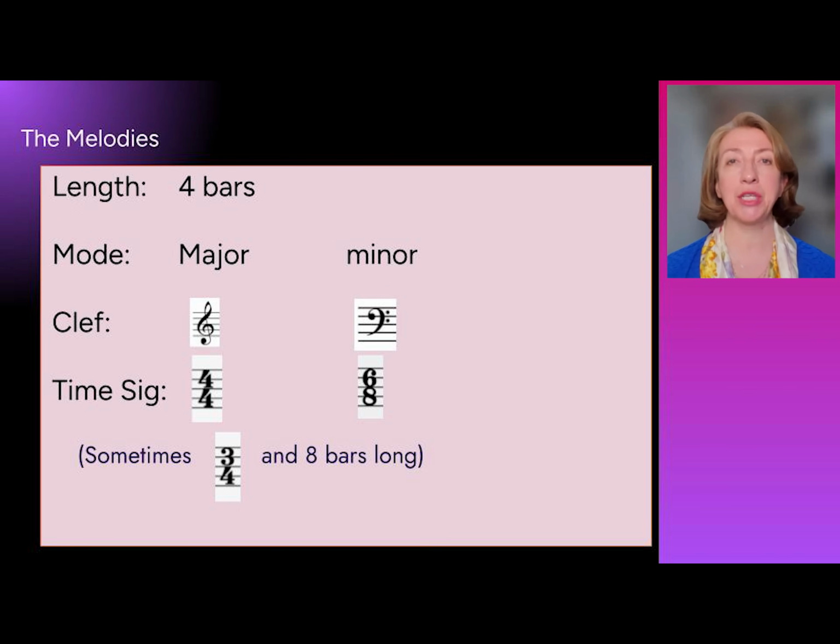Now let's talk about the actual melodies. Each melody is typically 4 bars long. One of the 2 melodies will be in major and one will usually be in minor. One will be in the treble clef, one will be in the bass clef. One is typically in 4/4 and one is typically in 6/8. Now a few of the melodies in the past have also been in 3/4, in which case they were 8 bars long.